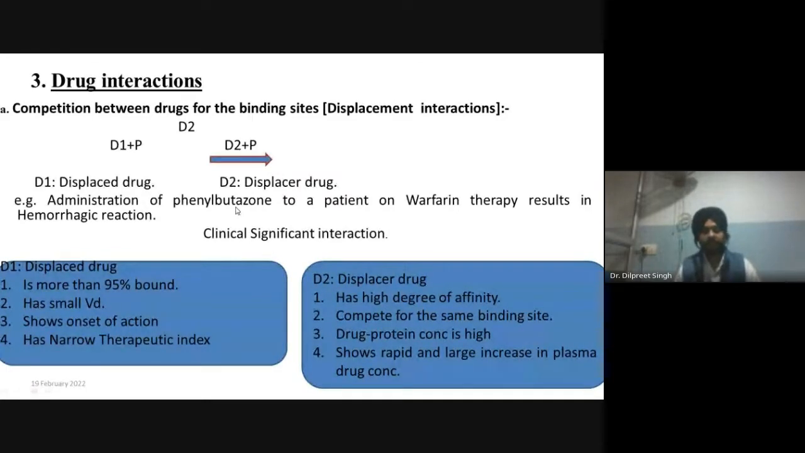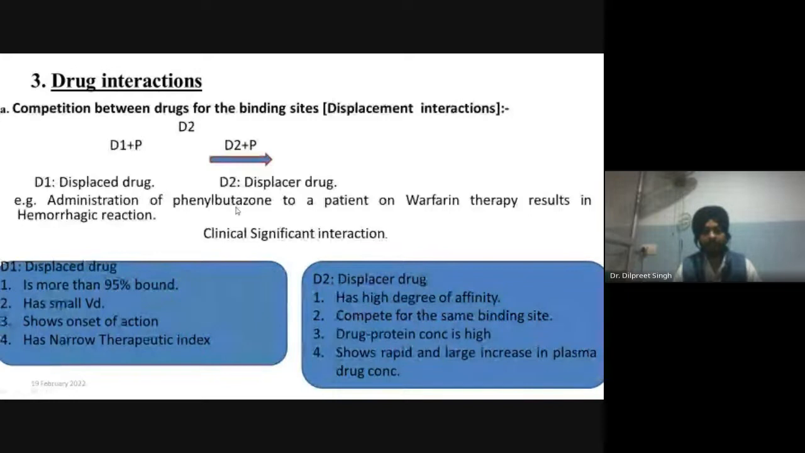So for a clinically significant interaction, the displaced drug is more than 95% plasma protein bound. It has a small volume of distribution. More protein binding causes less tissue concentration to be available in the body. It has a smaller volume of distribution, shows a rapid onset of action, and has a narrow therapeutic index as compared to the interacting drug.